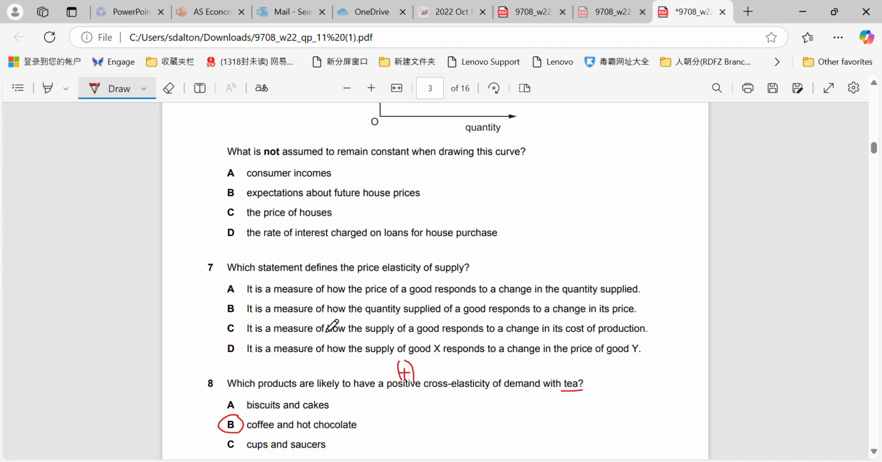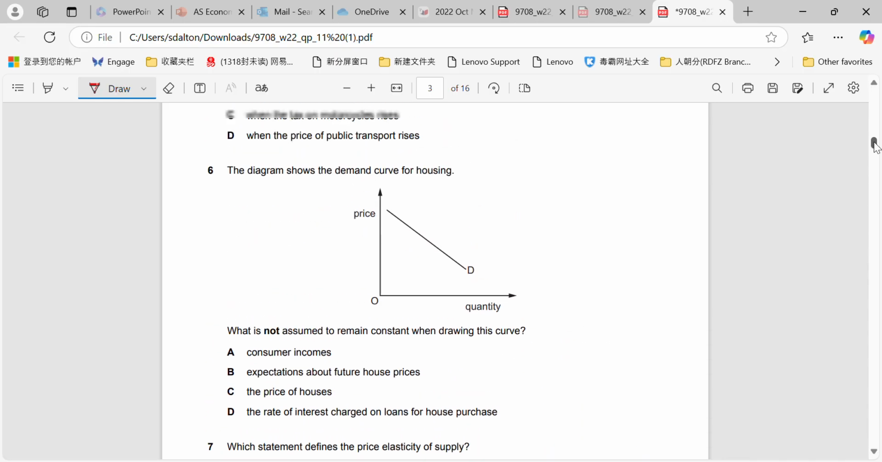Price elasticity of supply. I'll just tell you the correct answer here. It's very simple. It's just a definition question. And that is B. Measure of quantity supplied of a good, how it responds to a change in price.